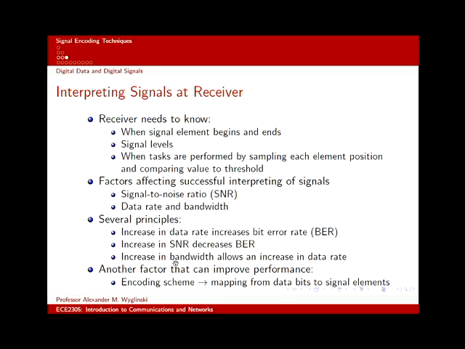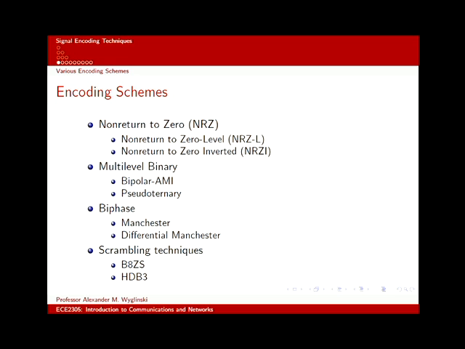So one factor that we did not talk about, and we're going to look into, to improve performance, is the type of encoding scheme that we're going to use. So there are a variety. There's something called non-return to zero, and there are a couple. There is non-return to zero, zero level, and then there's non-return to zero inverted. There's also something called multi-level binary, such as bipolar, AMI, and pseudo-ternary. There's something called biphase, such as Manchester and differential Manchester, and then finally scrambling techniques, such as B8ZS and HDB3.